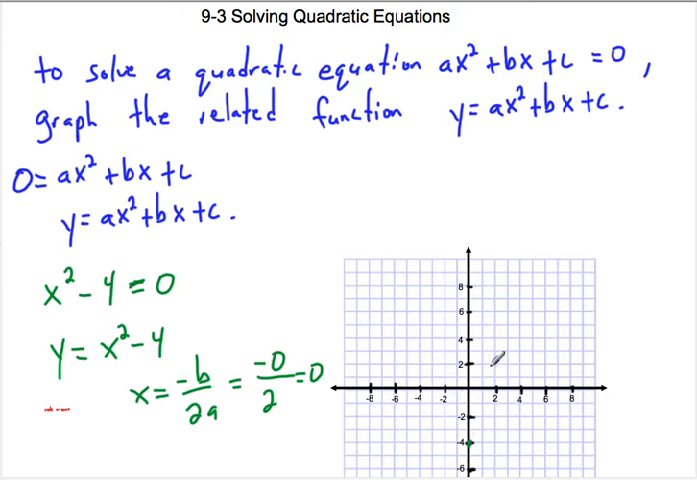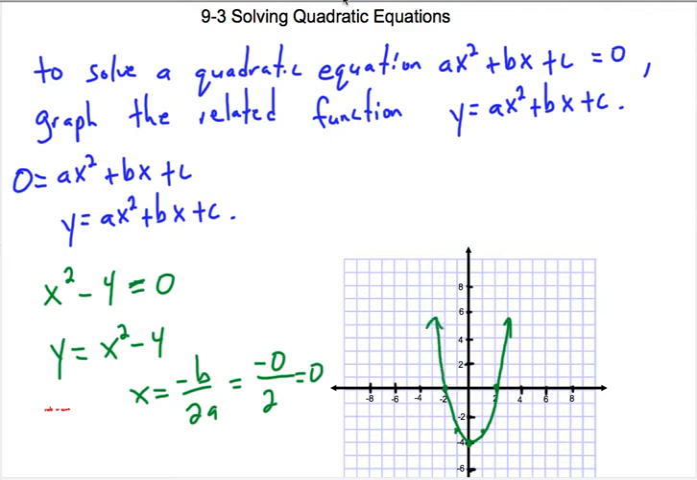And now I'm going to graph a couple more points. If x is 1, y is going to be negative 3. Then I'm going to use the mirror effect to show that it is also the same when x is negative 1. When x is 2, y equals 0. And then I can make my graph. Something like this.